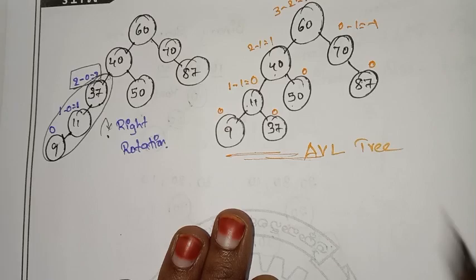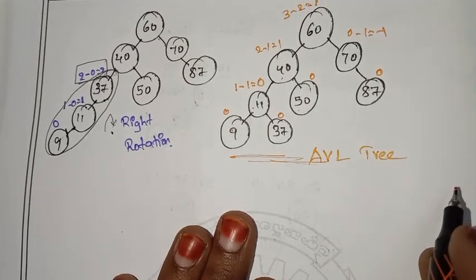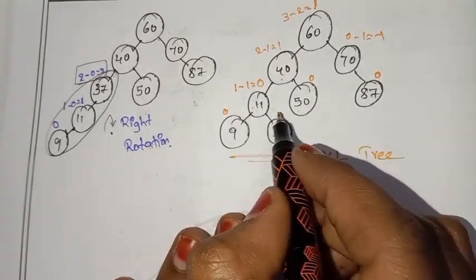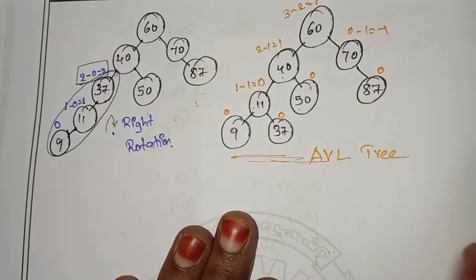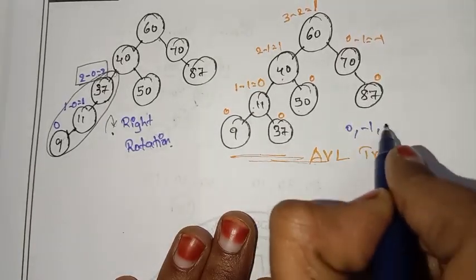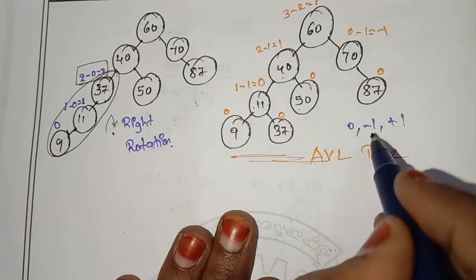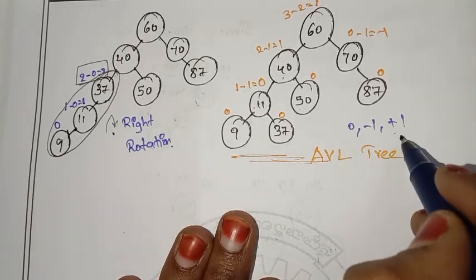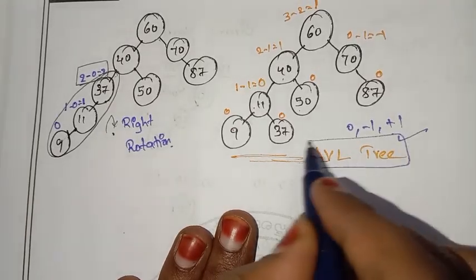So in AVL tree, everywhere it will follow the balancing factor. At every node, it needs to satisfy the balancing factor. It should be either 0, minus 1 or plus 1. If the balance factor is in between these elements, then only we will call it as the AVL search tree.